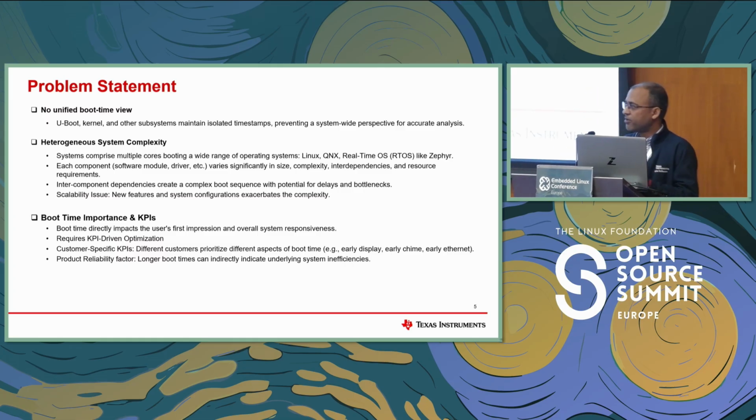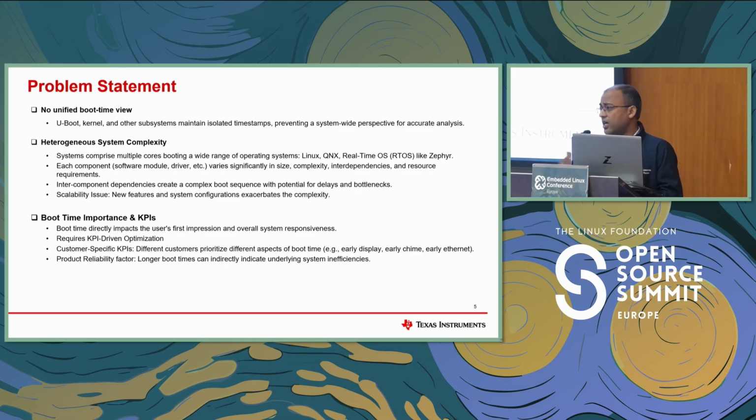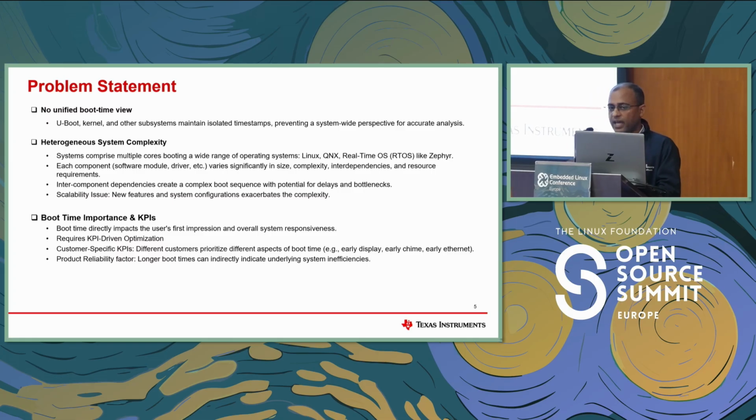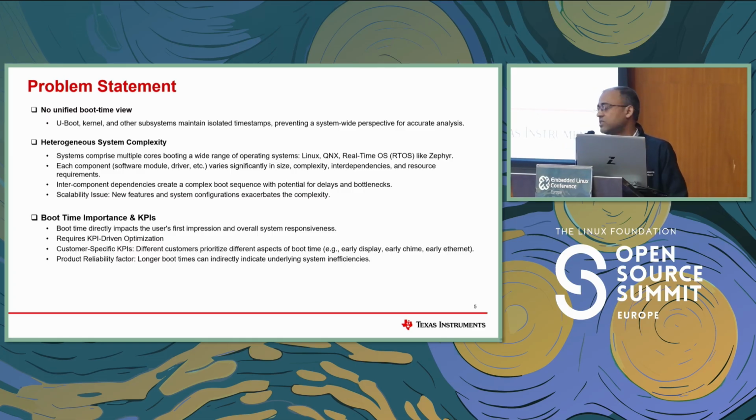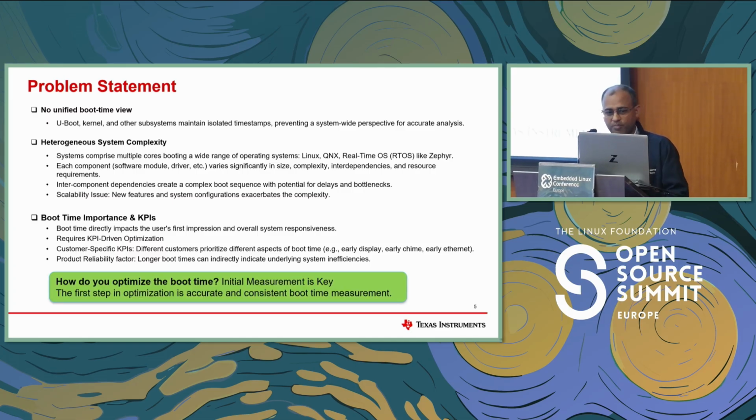For example, we may need the early display, the early chime, early CAN or early Ethernet, all different use cases. And these use cases can run on different subsystems. They may not be on your U-boot or kernel; they may be on your MCUs or DSPs. So how will we solve those things? That's another problem here. The product reliability is anyway common to know: if your boot time is too much, it indicates there is some problem or issue with your system.